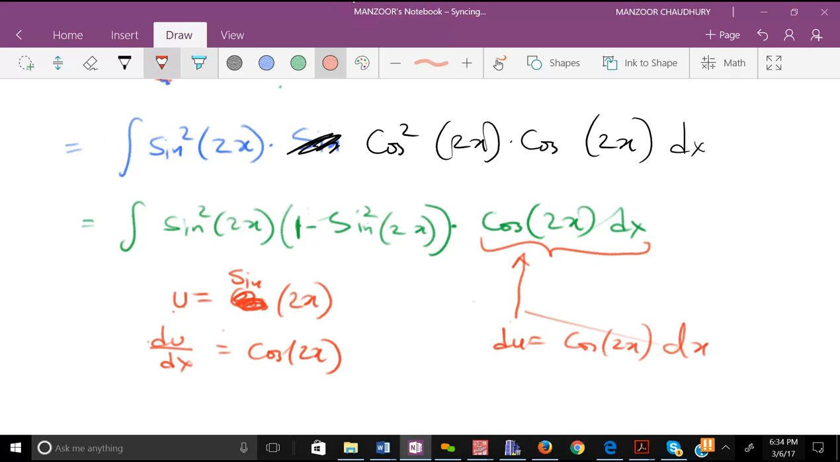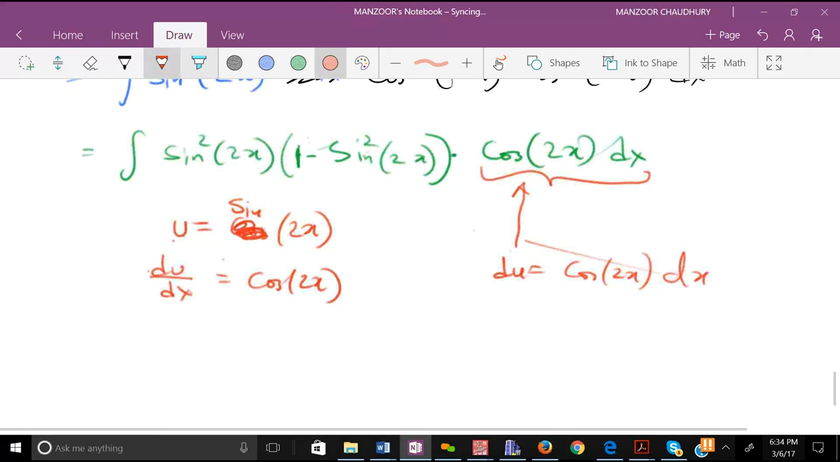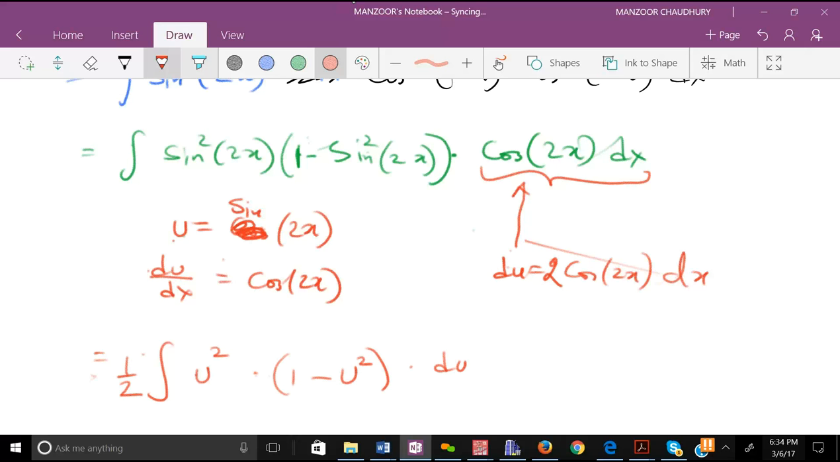If I do that, my whole thing becomes very easy. I have u square times, okay, let me think about it. Oh, there should be a 2 there. So I need to put a half outside, because I needed the 2. So I have u square, 1 minus u square times du, right?